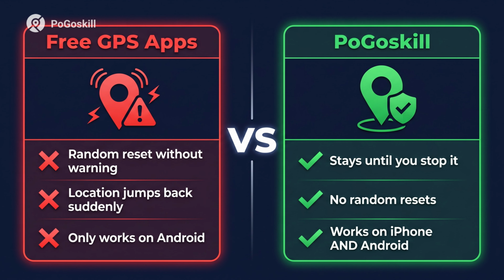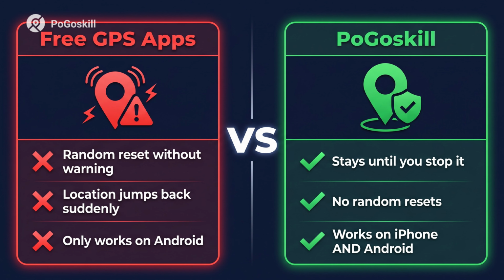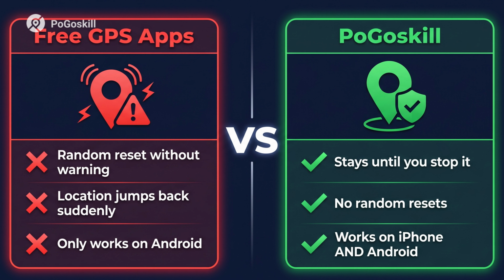That's actually a big deal. Imagine you're pranking a friend and suddenly your real location pops back up. With PoGoskill, your location stays where you set it until you change it yourself.